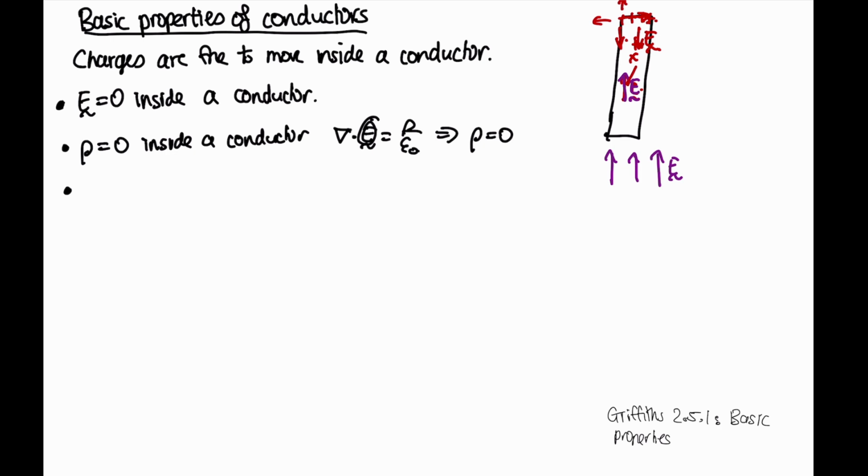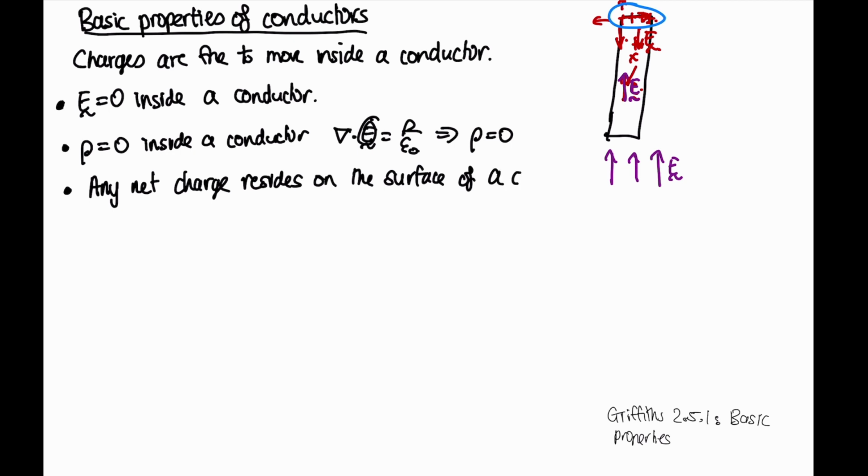Another point is, like as we discussed, these charges moved up the top, so to the surface. They moved as far as they could, and where they got stopped was at the surface. So this tells us that any net charge resides on the surface of a conductor.